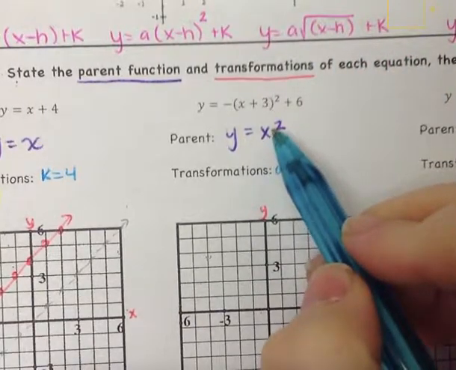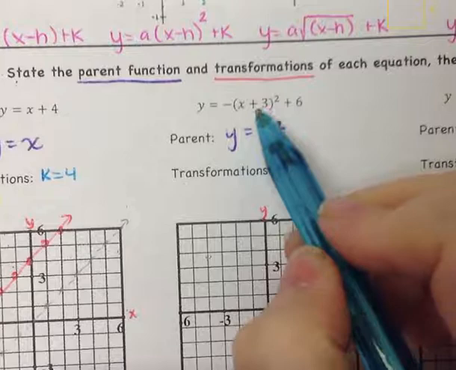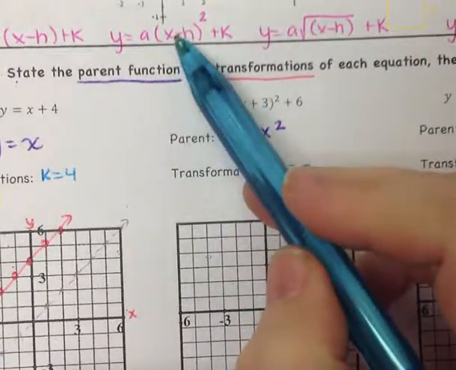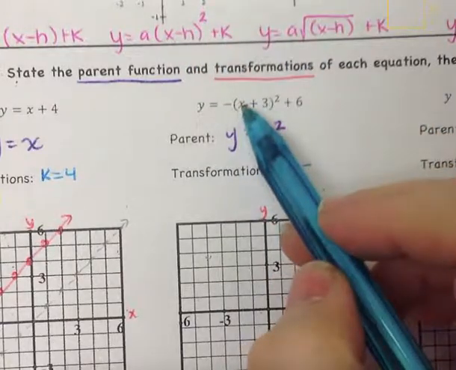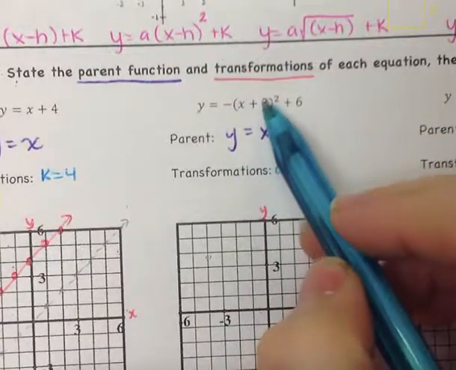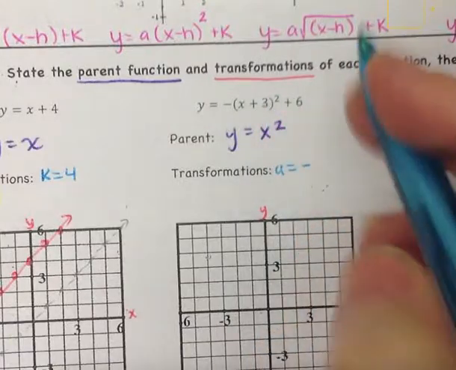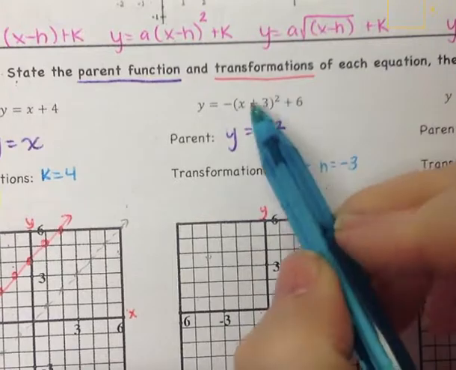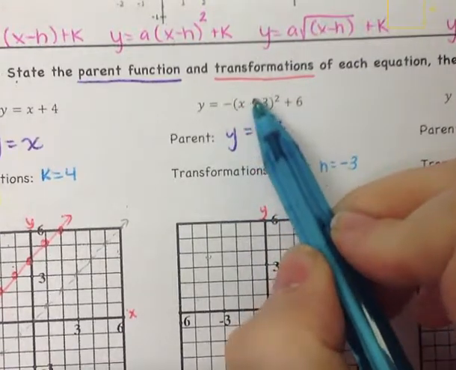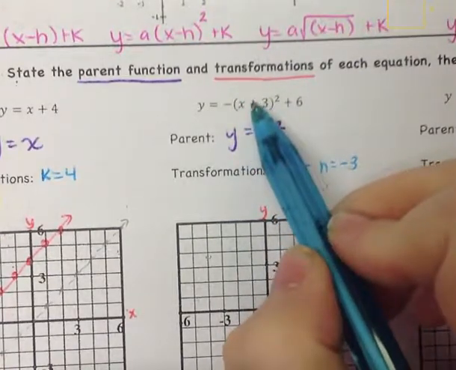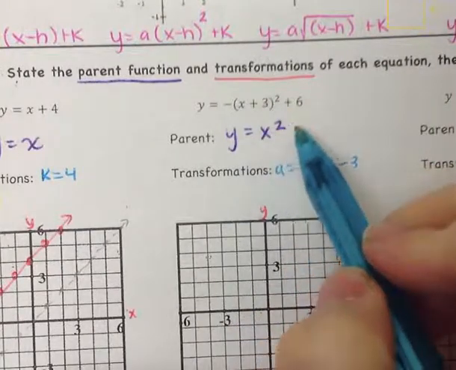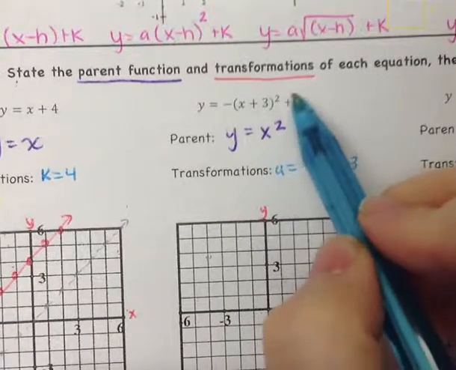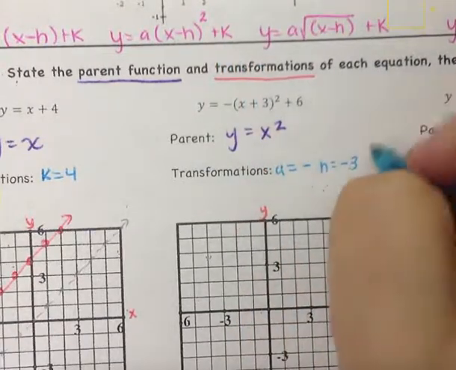The parent function does not have parentheses, but this one does. So that means the h value has changed. It's supposed to be x minus h. So it would be x minus a negative 3 in order to get a plus 3. So h is actually equal to a negative 3. Because if I did x minus negative 3, that would turn into plus 3. There is no addition or subtraction on the outside of the parent function, but now there is. That's our k value. Our k is 6.